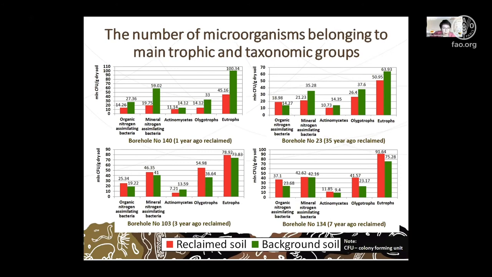The number of microorganisms in the soil of borehole number 103, which was reclaimed 3 years ago, did not deviate in an unfavorable direction from background values, except for actinomycetes. Their number was twice lower in the reclaimed soil. No negative difference in microorganism number was found on the site reclaimed 7 years ago.